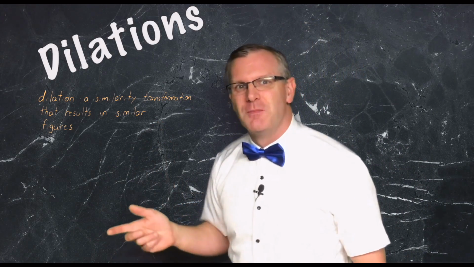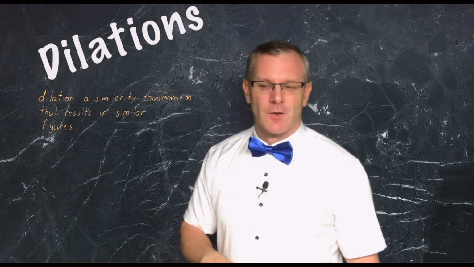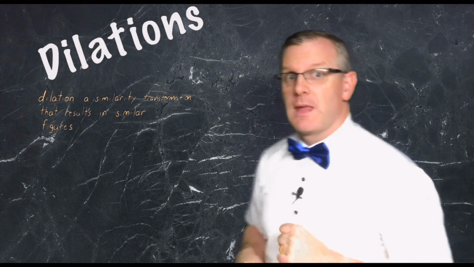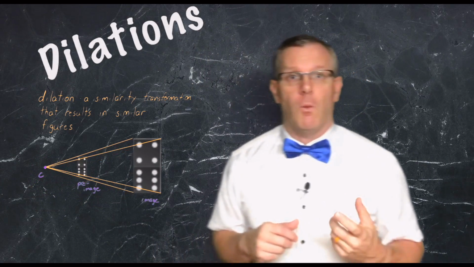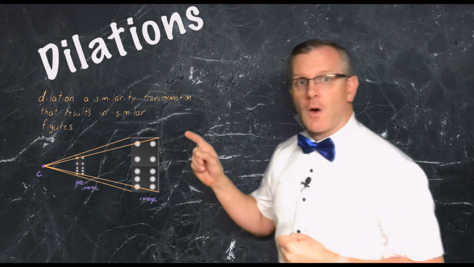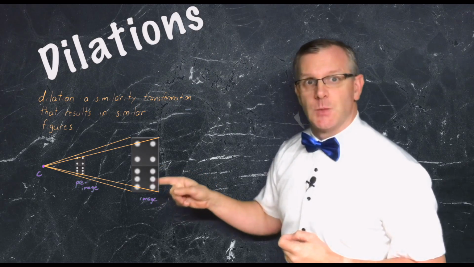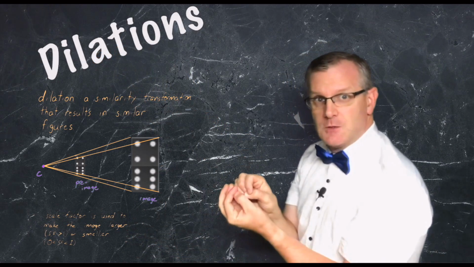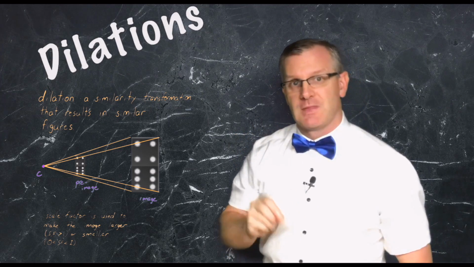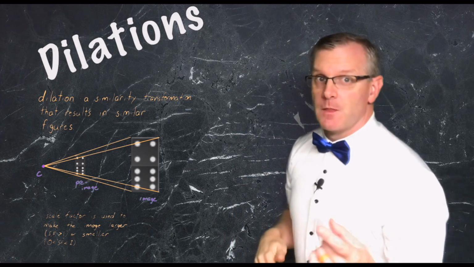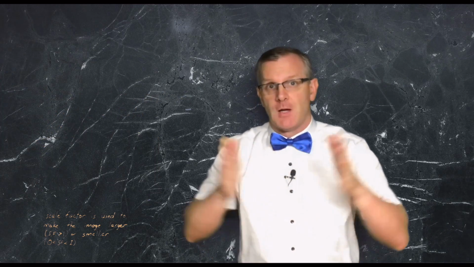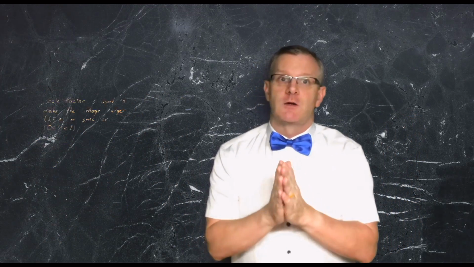It produces similar figures, not congruent. And there are two things that we have to know in this case. One, we have to know our center of dilation, that point that it is dilating out from or back into. The other thing we have to know is our scale factor. How much are we increasing or decreasing by?